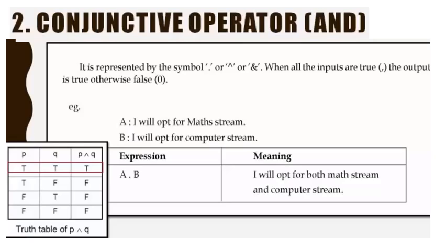Conditional. It is if-then, also called implication. It is represented by an arrow symbol, or a greater than sign, or a double line arrow.